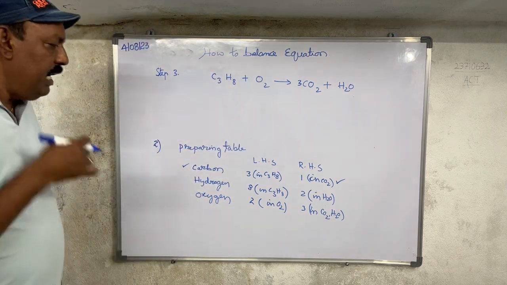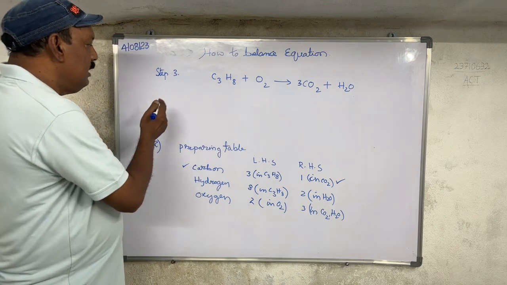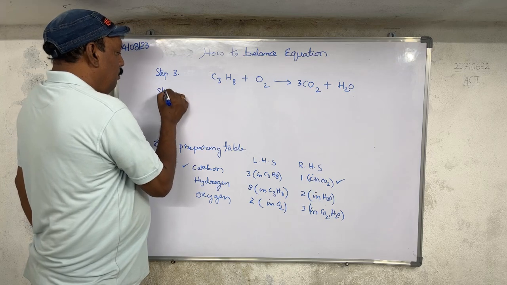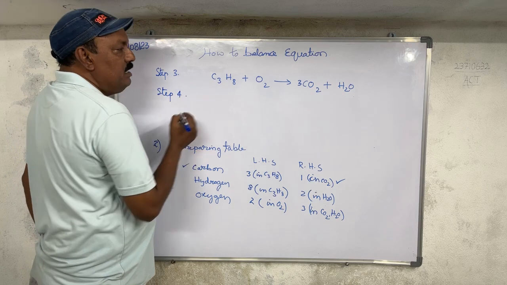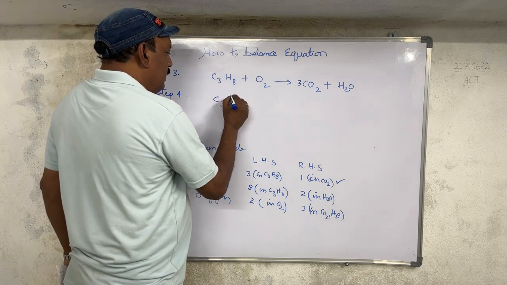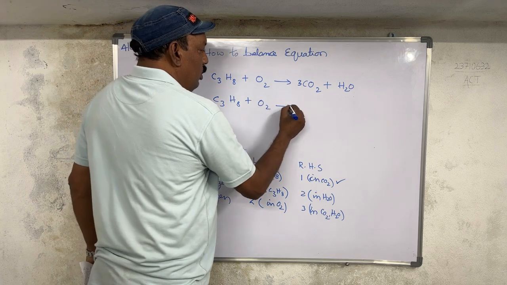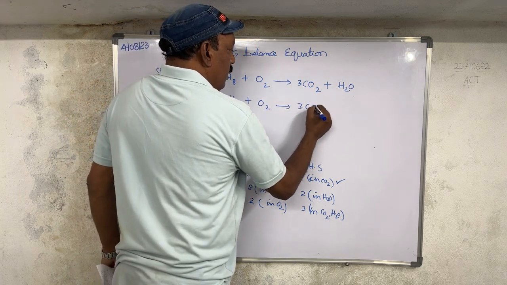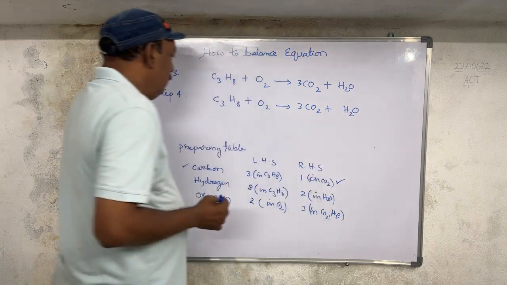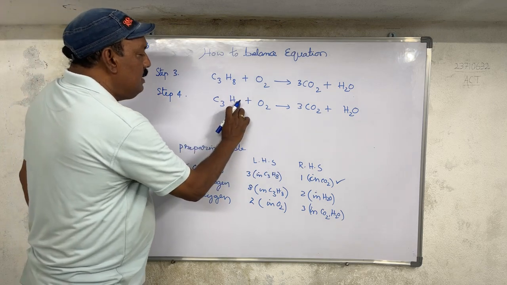Now, it is trying to balance the hydrogen. Hydrogen I will balance in step number 4, because each step you have to go for 1 means it's very neat to understand. In step number 4, what I will do? C3H8 plus O2 gives CO2 plus H2O. Here, first carbon is balanced. Now it is the time to balance hydrogen.